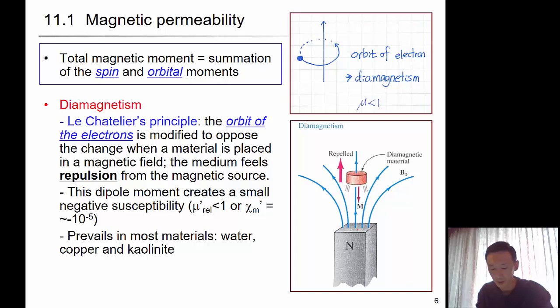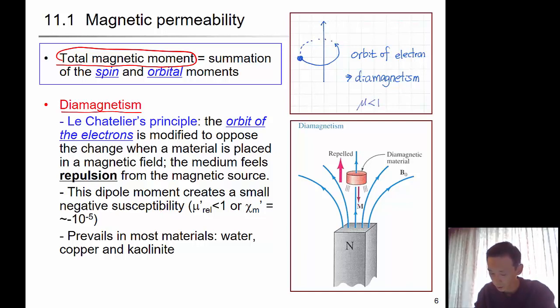So then what causes the diamagnetism and paramagnetism and ferromagnetism? The total magnetic moment of a molecule is the sum of the spin and orbital moment. And here the diamagnetism is determined by the orbit of the electrons. So the orbit of the electron is modified to oppose the change when a material is placed in a magnetic field. The medium feels repulsion from the magnetic source. This dipole moment creates a small negative susceptibility.